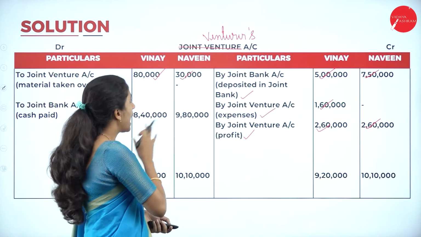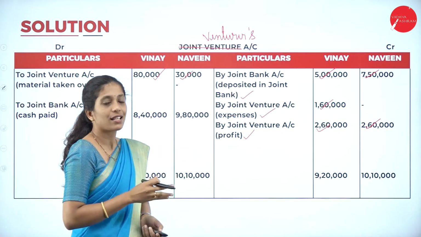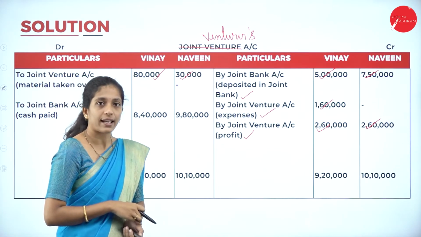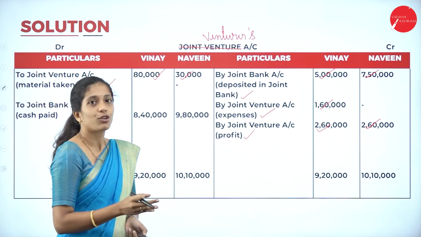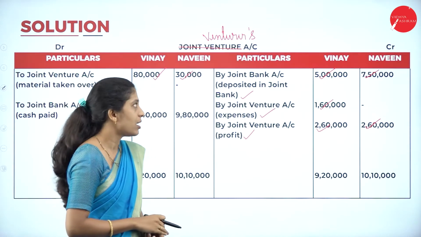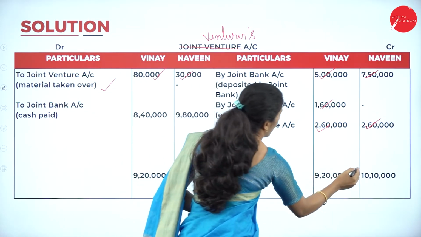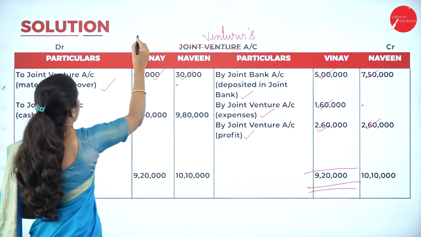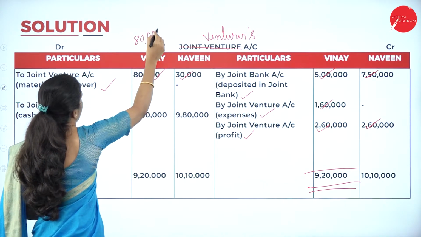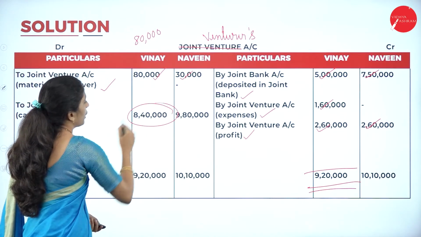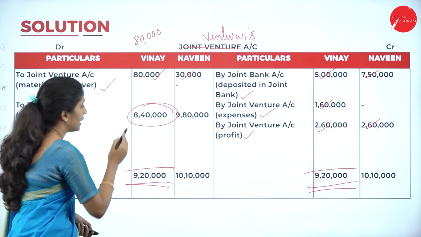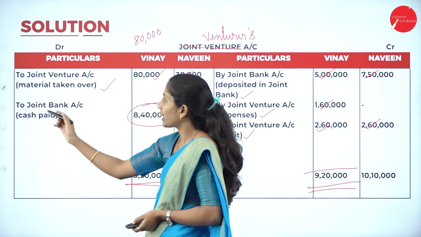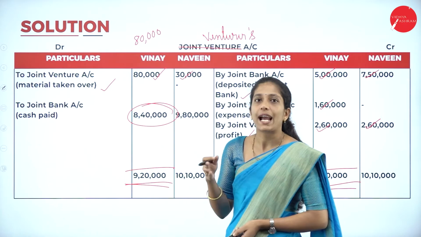Now, when you add both the sides, you will get a balancing figure. That balancing figure has to be transferred to the joint bank account, which is the next account to be prepared. If you see Vinay, the total of Vinay is 9,20,000, whereas here we have only 80,000 on the debit side, right? So you will get a balancing figure of 8,40,000. Now this 8,40,000 has to be transferred to the joint bank account. So, to joint bank account, cash paid.